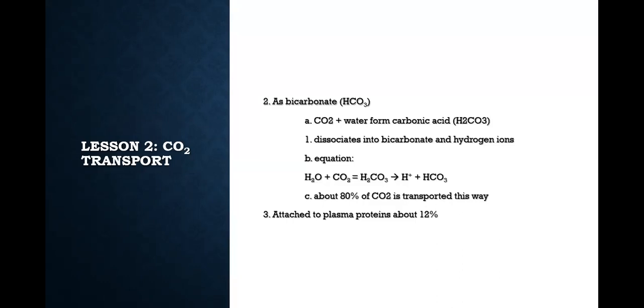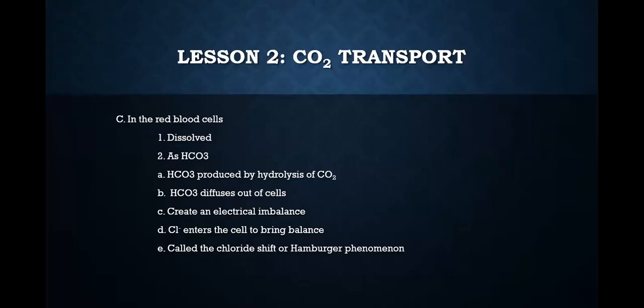The process is called hydrolysis, right? Hydrolysis of CO2. CO2 adds to water, becomes carbonic acid. That process is called hydrolysis. About 80% of CO2 is transported in this way. So most CO2 is transported as what? Bicarb, okay? All right, this is just a little food for thought. In the red blood cells, it's either dissolved, or it travels as bicarb through a process called hydrolysis of carbon dioxide, right?